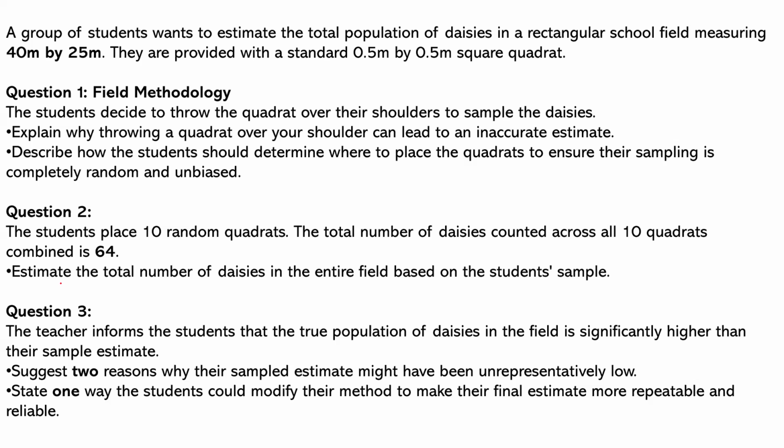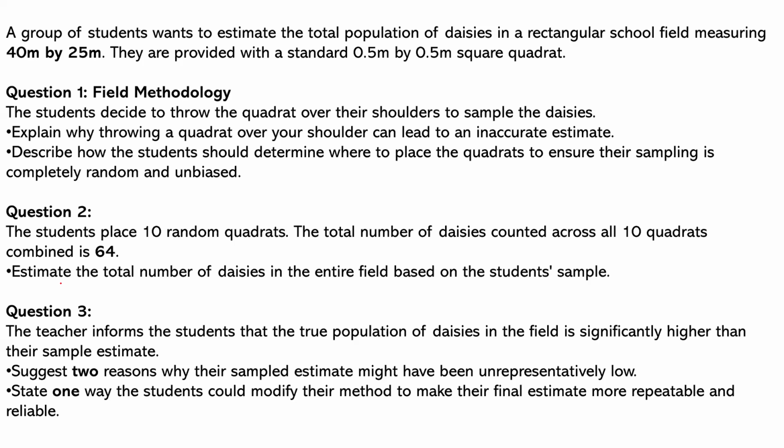Now, the second part of question two is: the students placed 10 random quadrats. The total number of daisies across all 10 quadrats was 64. So in 10 quadrats, there were 64 daisies. Then it says estimate the total number of daisies in the entire field based on the student sample. So if you've got 10 quadrats, 64 in total, then 64 divided by 10 equals 6.4 is the mean per quadrat. Reasonably straightforward.